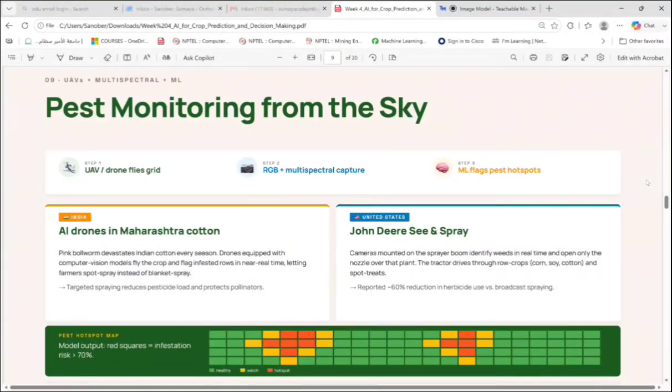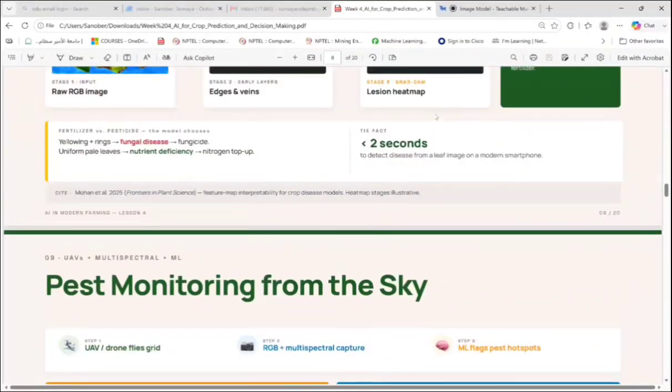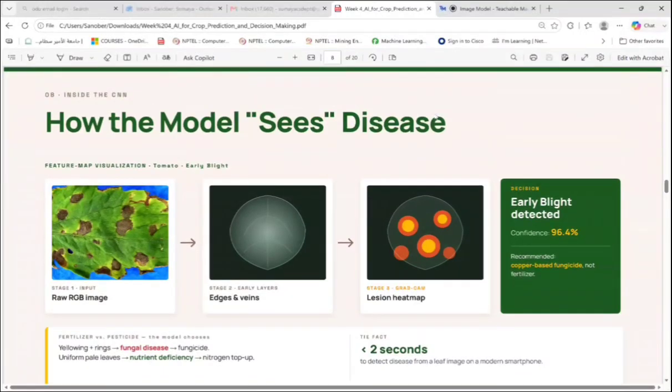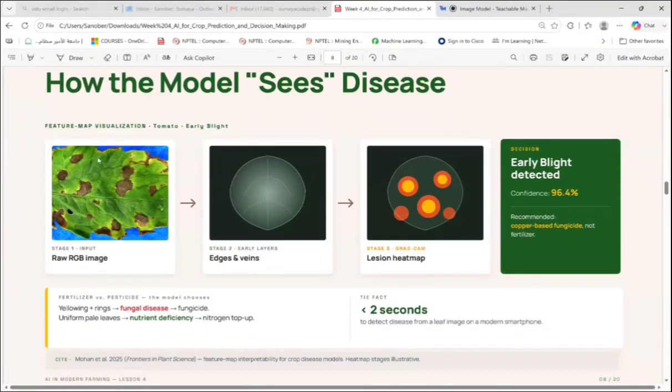No, not you. The machine identifies it itself. That's why in the previous slide I told you that we humans can see only this part, that it is black, and that's why the leaf is not good. But how can you say that this is 70%? We cannot say by our own eyes, right? But the machine will see the edges, the veins, the small veins, right? And the lesion heat map.